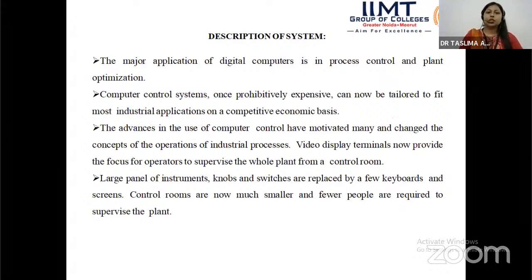The major application of digital computers in process control is optimization, because we want a correct output and we want to use low cost for a process. That's why we are using the digital computer system in any process. The advantages of computer control have motivated many, and that variation we can also view by the use of instruments, knobs, and switches instead of our keyboards and screen.